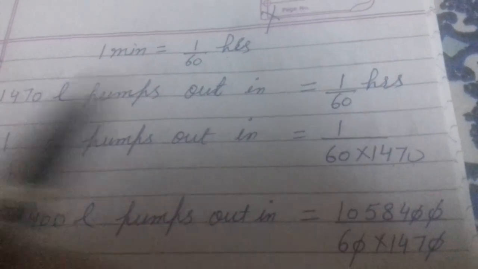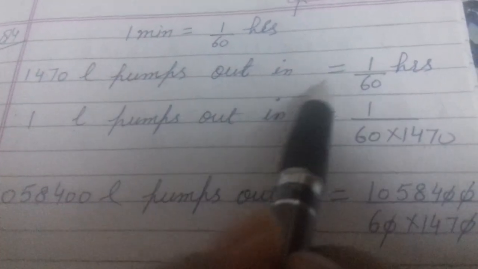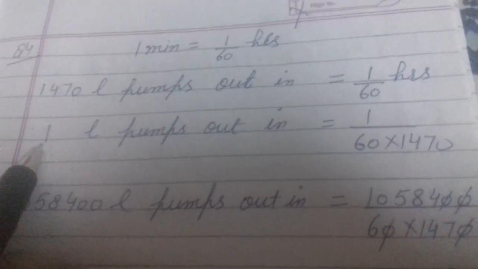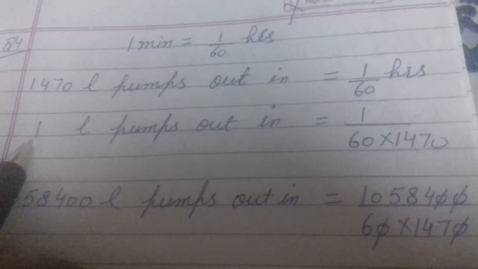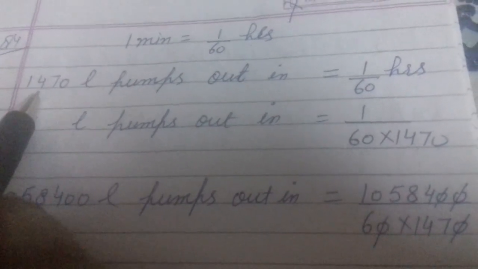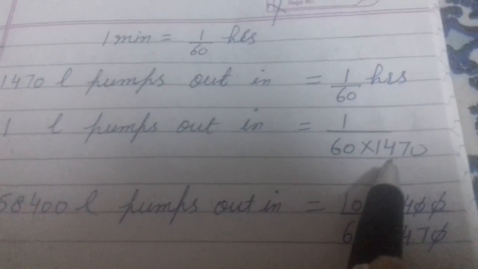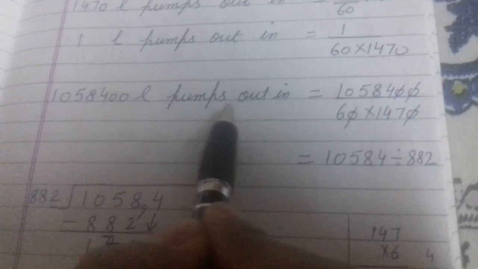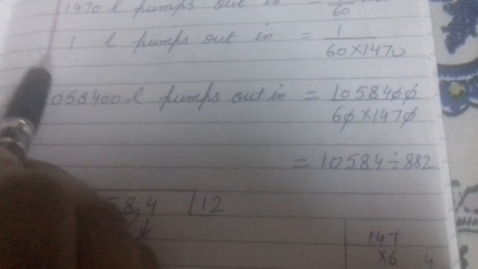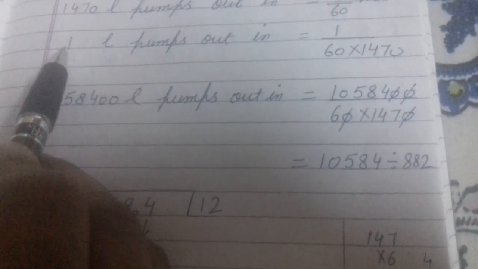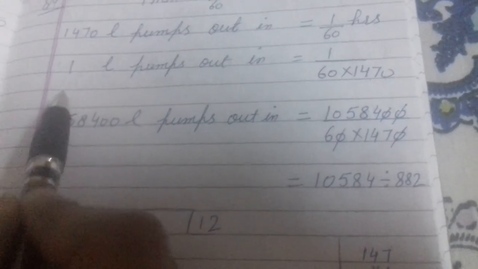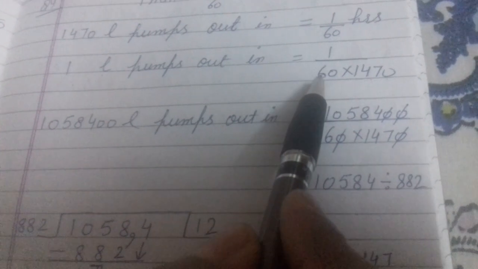Once again, children, this is the value for 1470, that is 1 by 60. You have to find out for 1, so you will divide. If you have to divide, this value will be written in the denominator. Clear? Now you are asked to find out in how many hours these many liters are pumped out. That's why I found the value for 1 liter, because if you know the value of 1 liter, however many liters he asks, you can find out.